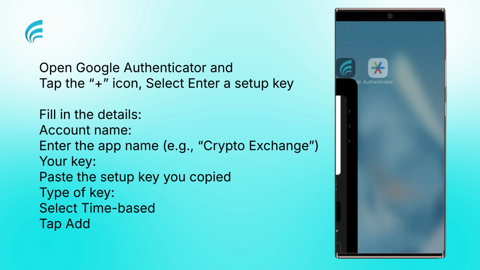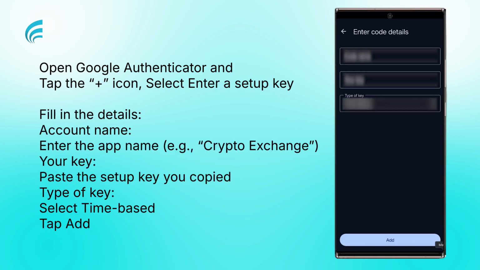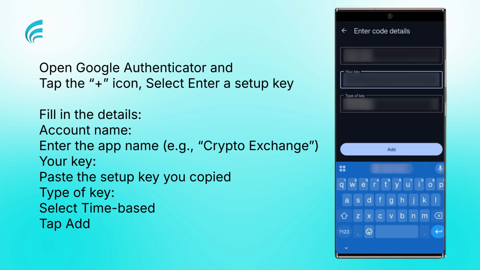Open Google Authenticator. Tap the plus icon. Select Enter a setup key. Fill in the details. Account name: enter the app name, for example, crypto exchange.